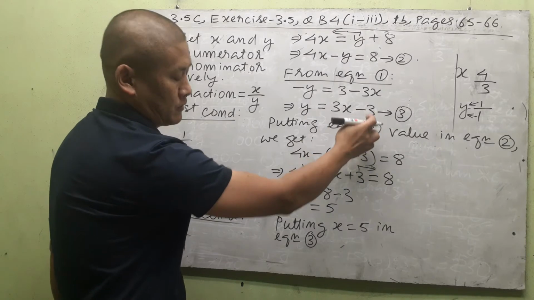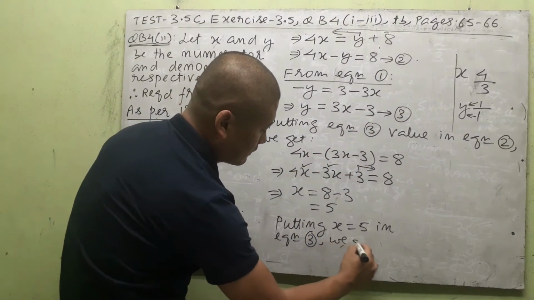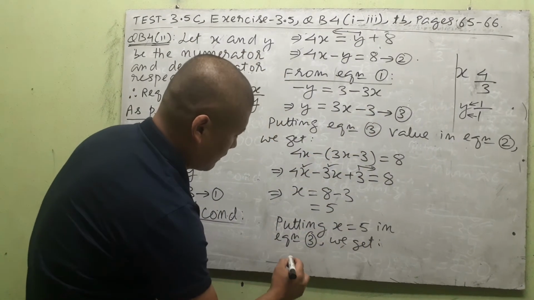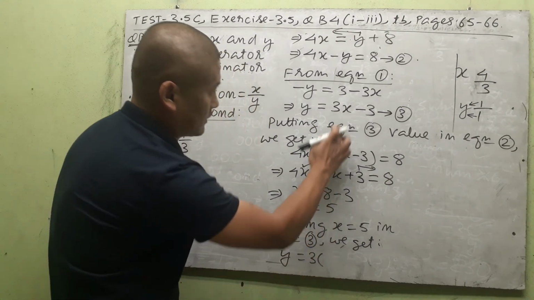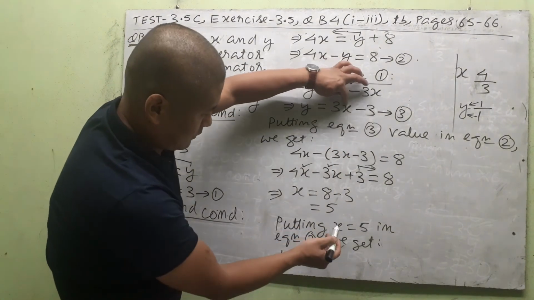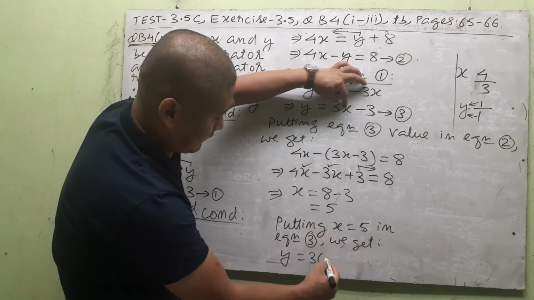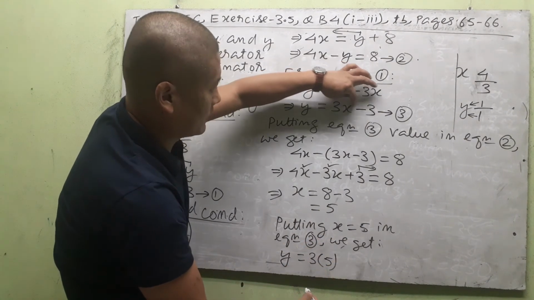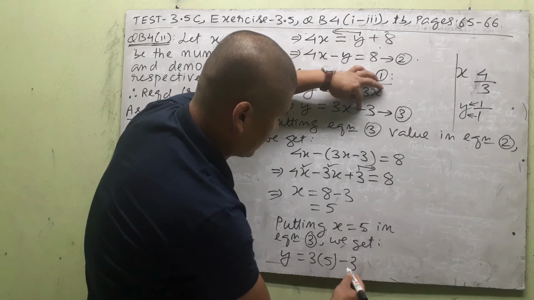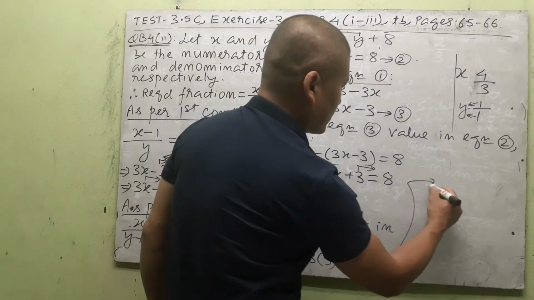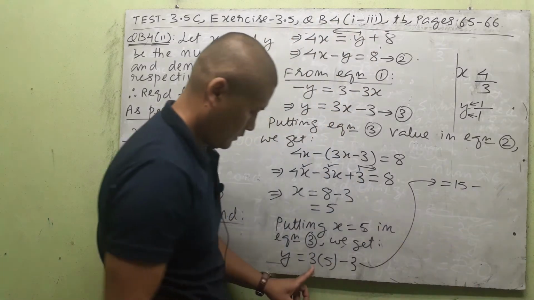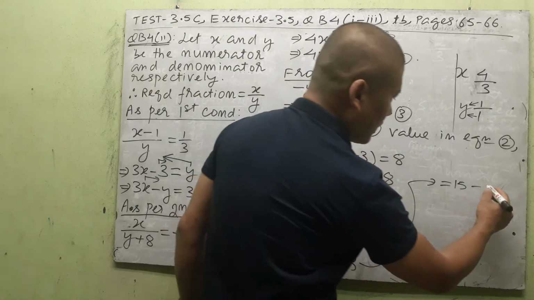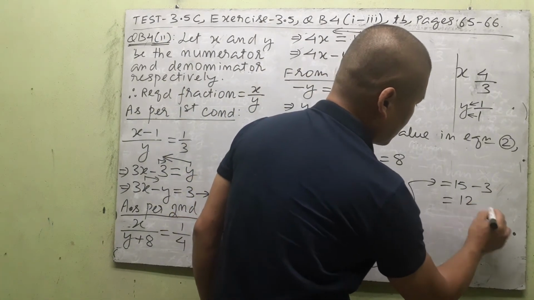See, y is equal to 3 into x. Now this x is going to be replaced by x equal to 5, which means 5 will replace the x, and then here minus 3. So continuing, you're going to get 3 5s are 15 minus 3. So this is 12, right?